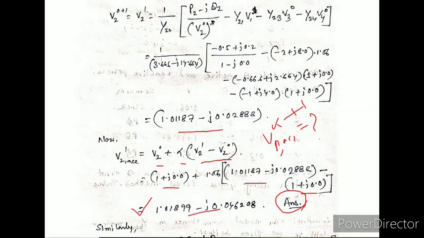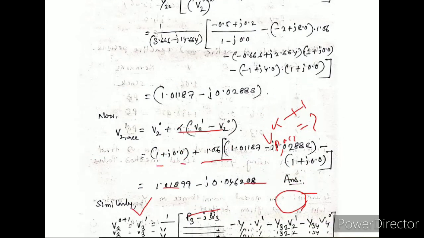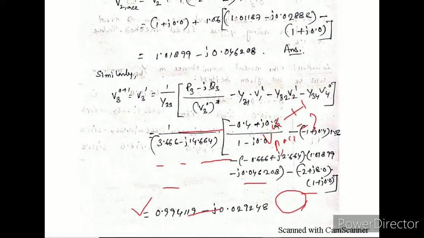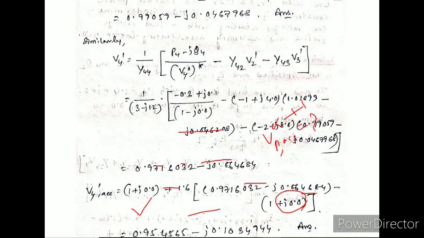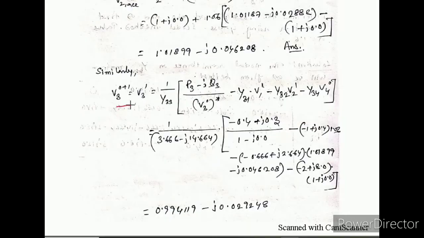Now if we want to find V3, similarly, for V3 to the power 0 plus 1, that means V3 to the power 1 equals 1 by Y33 multiplied by P3 minus jQ3 by V3 to the power 0 conjugate, minus Y31 into V1 to the power 1, minus Y32 into V2 to the power 1, minus Y34 into V4 to the power 0.